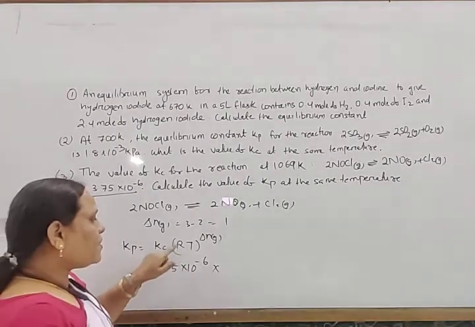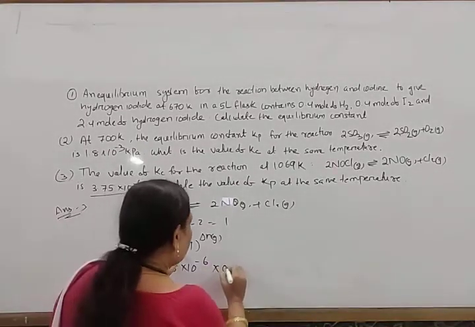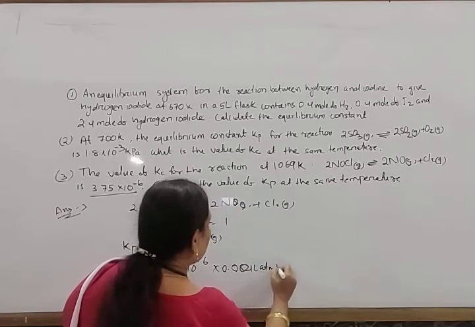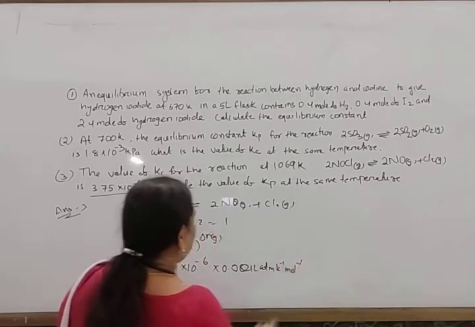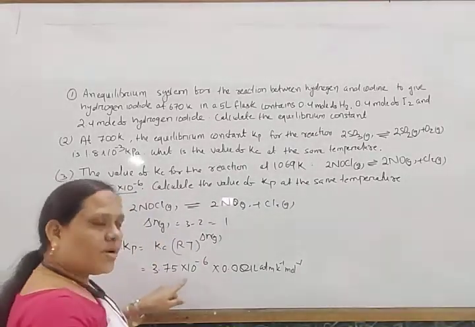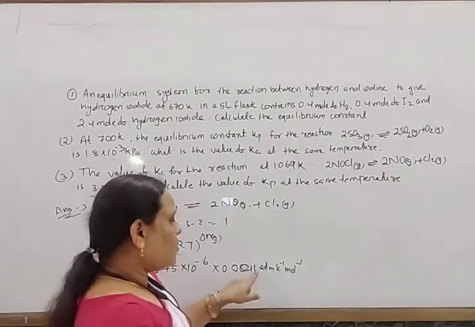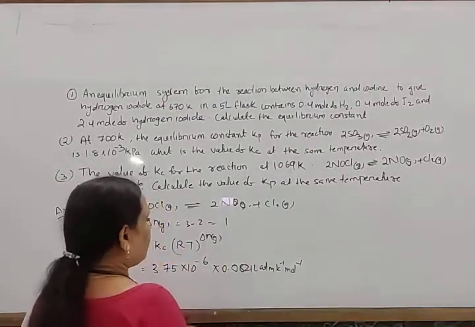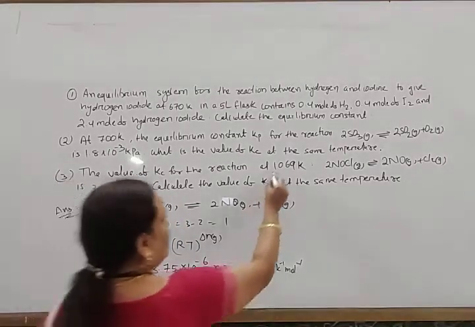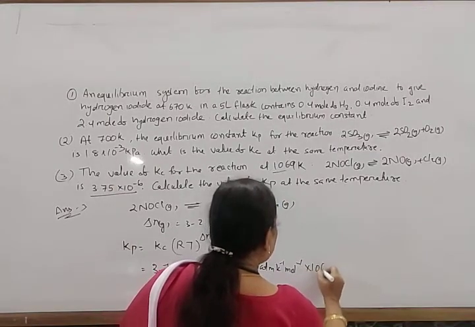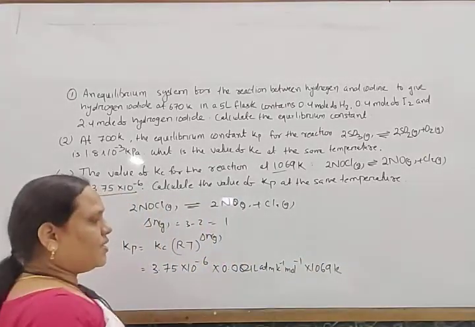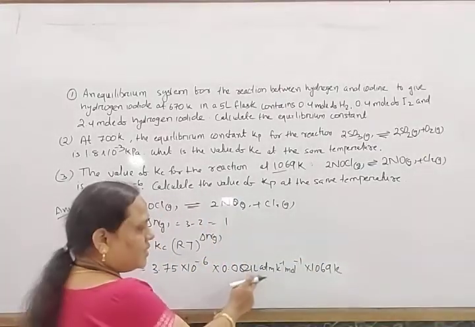Suppose here for the value of R I am substituting 0.0821 liter atmosphere Kelvin inverse mole inverse. This unit is mole per liter, so mole and liter cancel. And temperature is given, that is 1069 Kelvin. So the Kelvin term also cancels, and only atmosphere will remain in the answer.